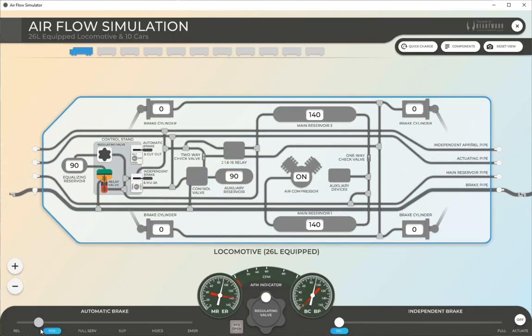When the automatic brake valve is moved into the service position, the equalizing reservoir reduces from its set 90 psi, which in turn reduces the 90 psi in the brake pipe, and begins the application of the brakes by forcing air into the brake cylinder.